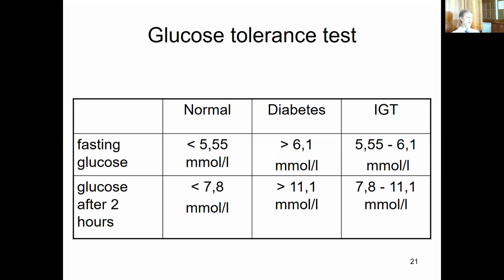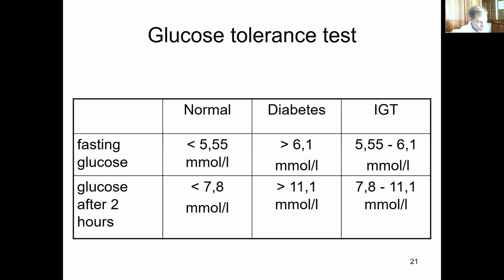Another approach is 1 gram of glucose per 1 kilo of weight, because 100 grams for a 50 kilo patient and for a 150 kilo patient is something different. That's why sometimes they propose to give 1 gram of glucose per 1 kilo. This is not a big difference. And then you ask your patient to measure his glucose level after 2 hours.